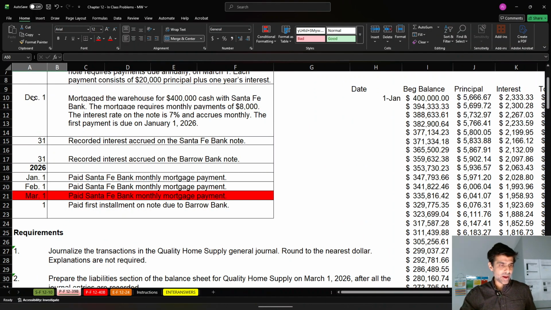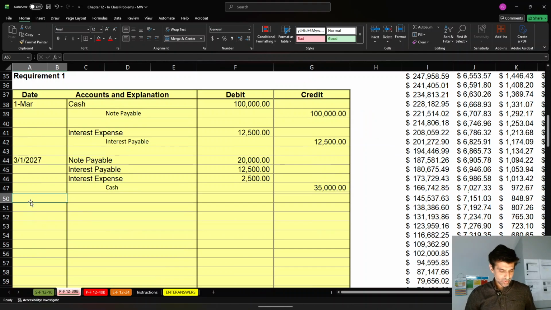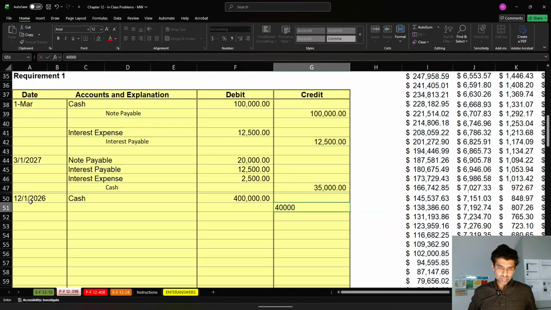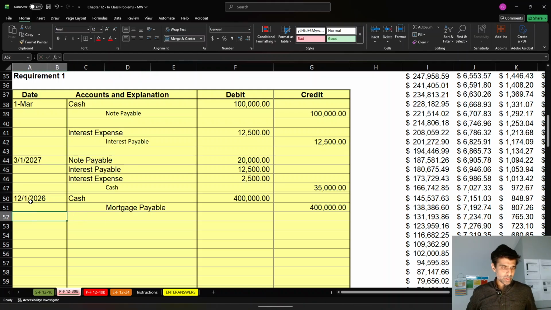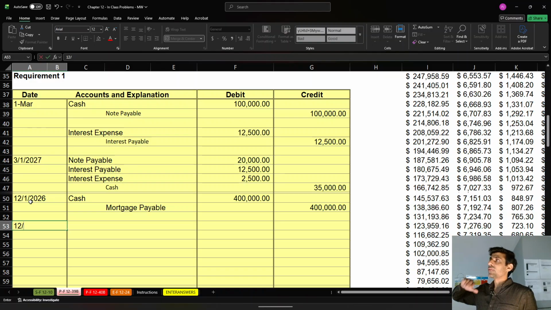So again, this was taken out on December 1st, 2026. So we had cash come in, 400,000, and we had a mortgage payable. At the end of the month, we're going to accrue the interest because the loan is outstanding from December 1st through the end of the year. So that interest expense needs to be in 2026. Everyone agree with that? Okay.